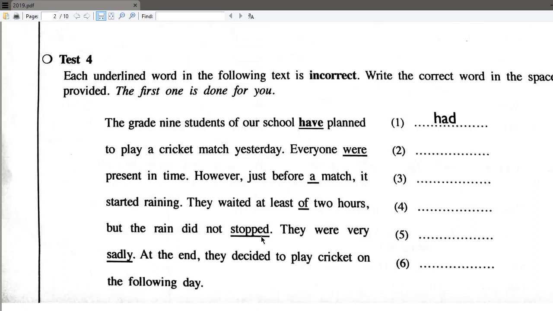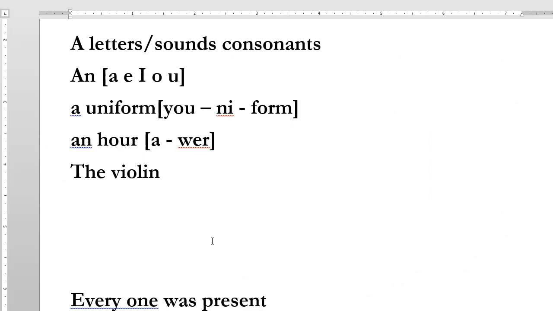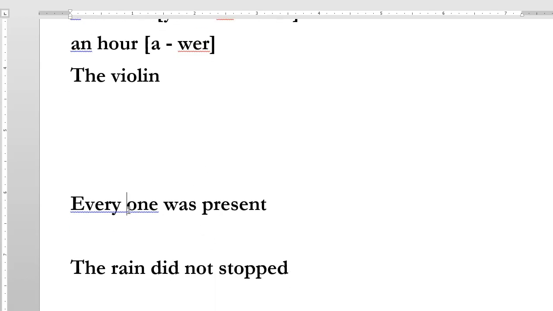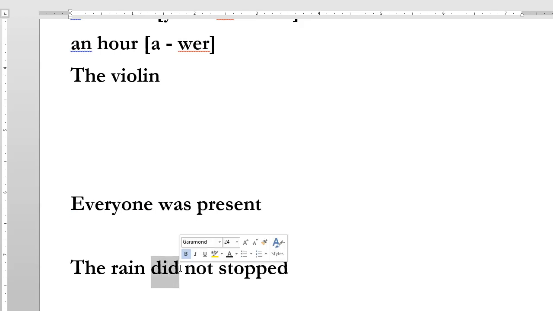The reason it is wrong, my dear children, is if you take this sentence, the rain did not stop. I'm going to write that down. The rain did not stop. Now you can see, when you say the rain did not stop, did not indicates it is already in past tense. So you don't have to write ed again. Because when you say did not, it is in present simple? No, it is in past simple.